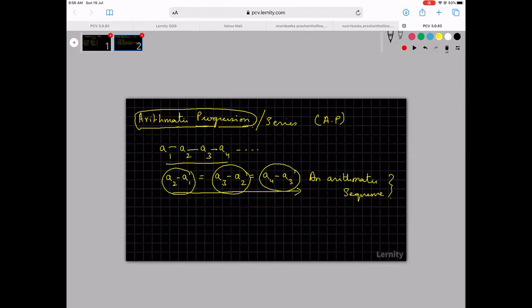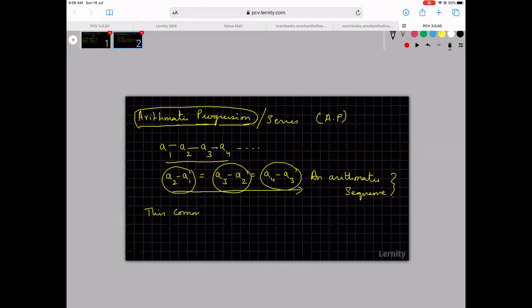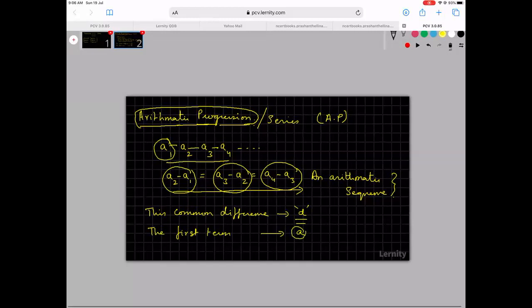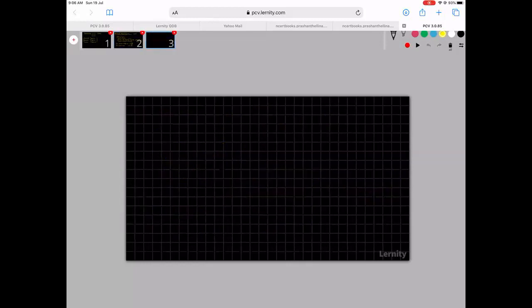This common difference is usually represented as D. There is no rule, but it is usually represented as D. This A1, which is called the first term, is usually represented as A. So the first term is A and the common difference is D. Then my first number will be A, the second number will be A plus D, the next will be A plus 2D, then A plus 3D, and this goes on, and my nth number is A plus (n minus 1) times D.